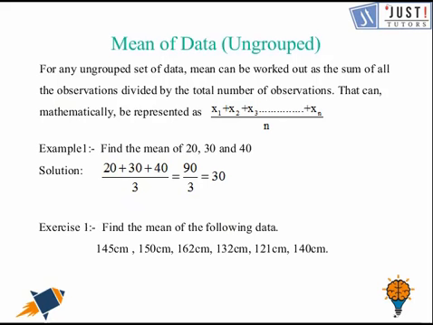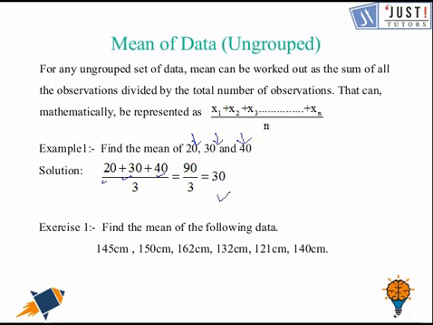Whenever we try to find the mean of data that is ungrouped, we just need to add up all the numbers, and divide the sum by the count of numbers we are using. Let's try to understand it with the help of an example. The question says find the mean of 20, 30 and 40. As we've discussed, we need to add them all up: 20 plus 30 plus 40, and divide that by 3 because we've been using 3 numbers in this question. That gives us 90 divided by 3, which is equal to 30.